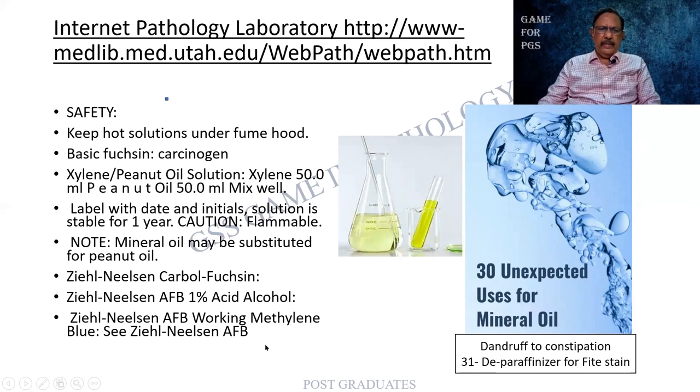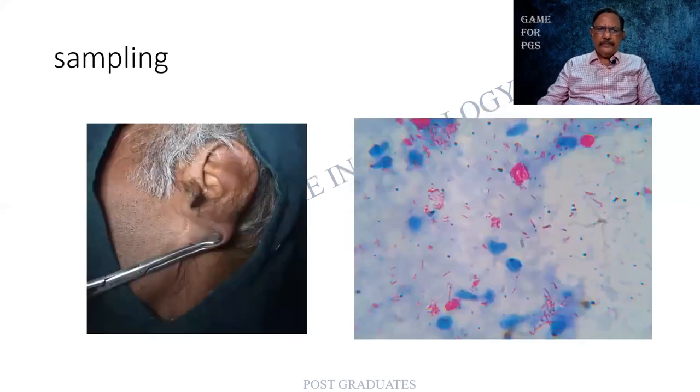So this is again the method, and the counterstain is mentioned. For the sampling, a slit skin, or sometimes the earlobe, is used as an area of sampling. A staining is done. This is an ordinary acid fast stain, which is showing the pink color of the bacilli.